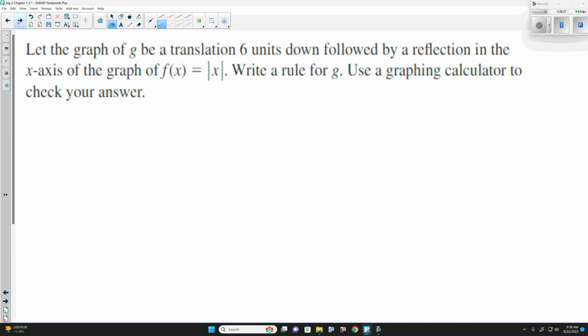Let the graph of g be a translation 6 units down, followed by a reflection in the x-axis of the graph f of x equals the absolute value of x. Start off with calling it h of x. So we're talking about going down. Up and down is vertical. So we're saying f of x plus k.